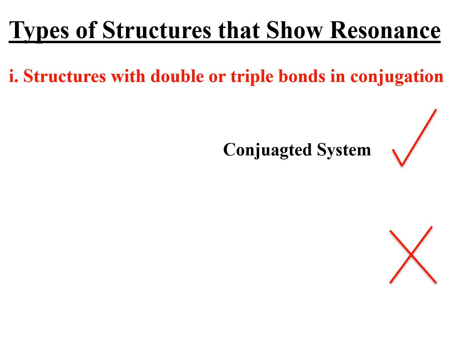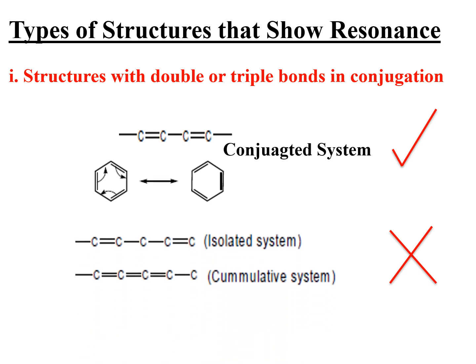There are types of structures that show resonance. Number one, structures that have double bond or triple bond in conjugation. Remember, conjugation is a multiple bond alternating with a single bond. When a compound is an isolated or cumulative system, isolated is when double bonds are separated by more than one single bond, while cumulative is when a single bond is separated by more than two double bonds.